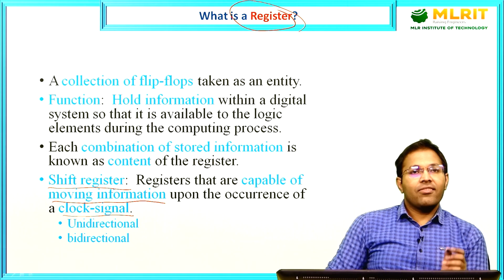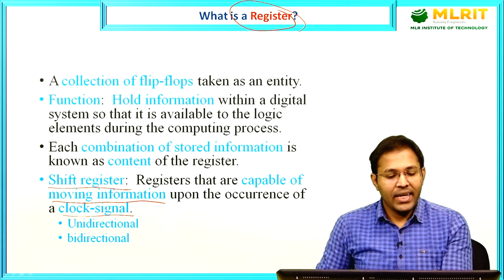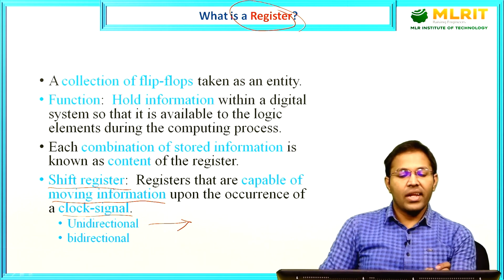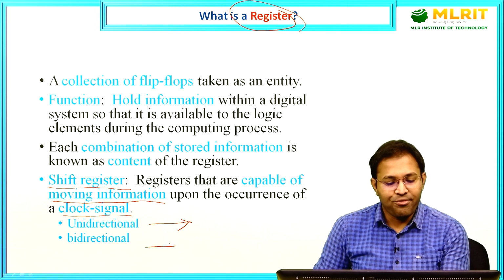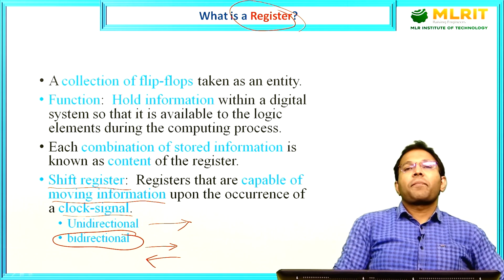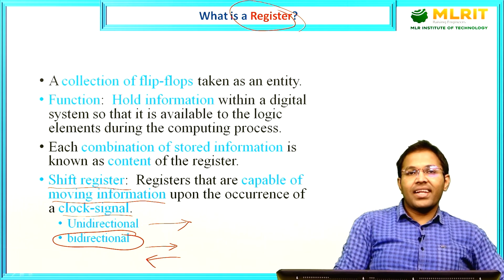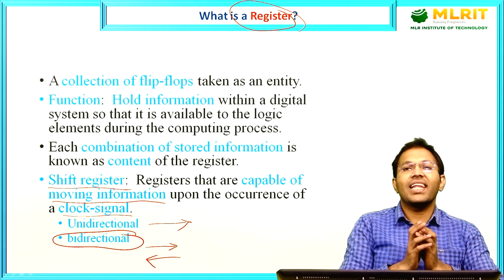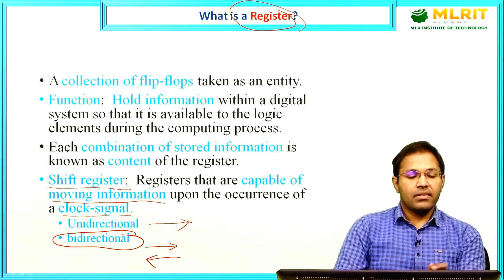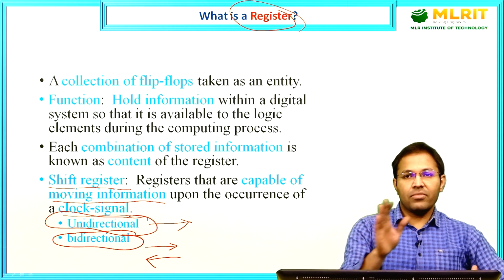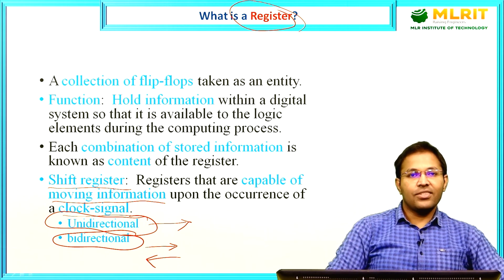Now the movement of information can be in one direction, which is called unidirectional, or it can be in both ways, in forward direction as well as reverse direction. Such a register where the movement of information takes place in both directions is known as a bidirectional shift register. And a register in which the movement of information takes place in only one direction, say left to right, is known as a unidirectional shift register.